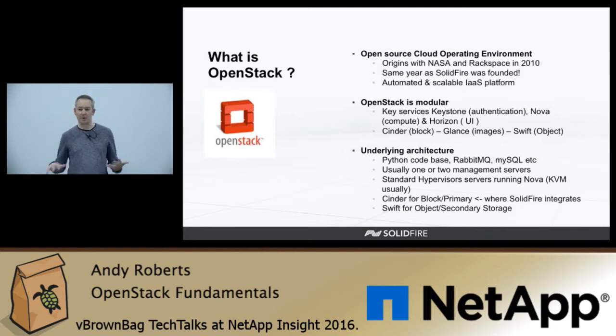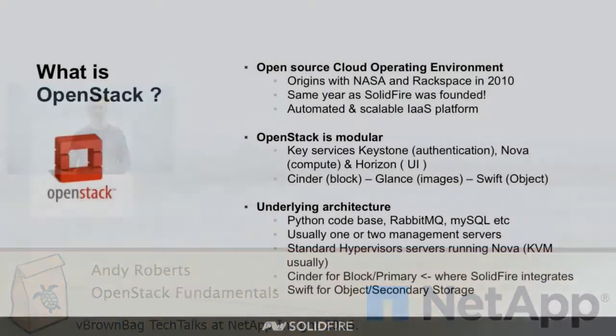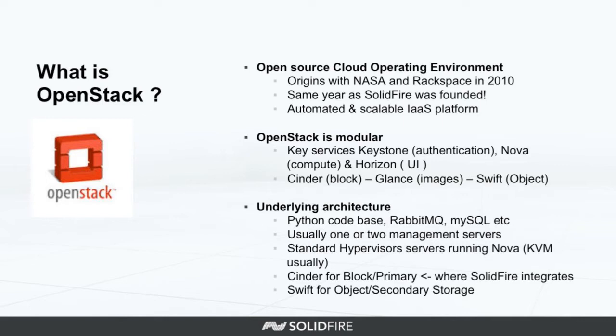Underlying architecture and how OpenStack's built, it has a Python code base using standard open source tools to bring it together. Usually you deploy at least one or two management servers, which will run things like your Keystone services, and then you run Nova and those kinds of things on your compute environment. The standard hypervisors that run underneath are things like KVM. You can also do things like VMware underneath it, but it does tend to be largely KVM that people use. And where we integrate, and what SolidFire and NetApp do, is come in underneath the Cinder services, and we'll talk a bit more about that in a minute.